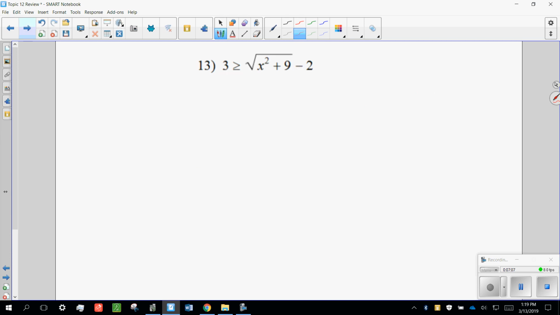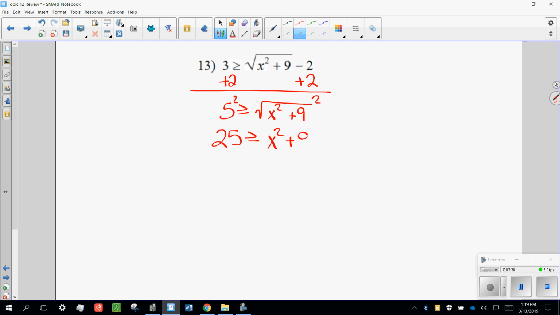Number 13. All right, having some fun with this one. Get the square root by itself, and there's a square underneath the square root. So crazy. So we add the 2 to the other side. 5 is greater than or equal to the square root of x squared plus 9. Square both sides. 25 is greater than or equal to x squared plus 9.